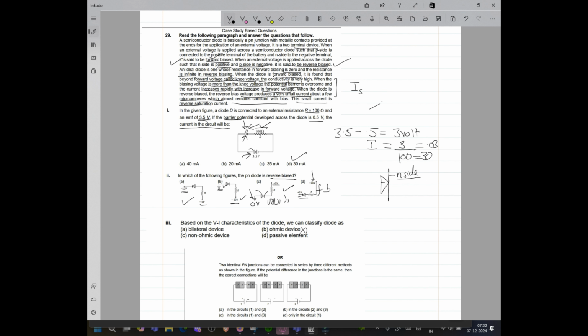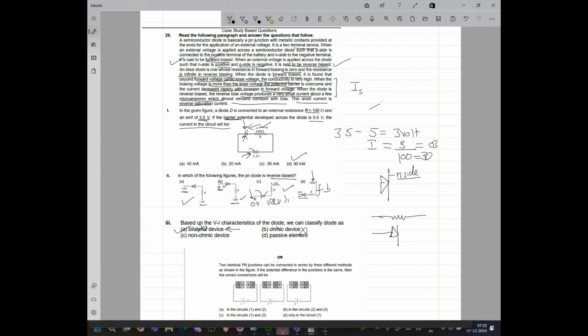Now let's go to the next, bilateral device. What is a bilateral device? A resistance is a bilateral device because it allows the current to flow in both the directions, but diode only allows the current to flow in the forward bias. So diode is not a bilateral device.